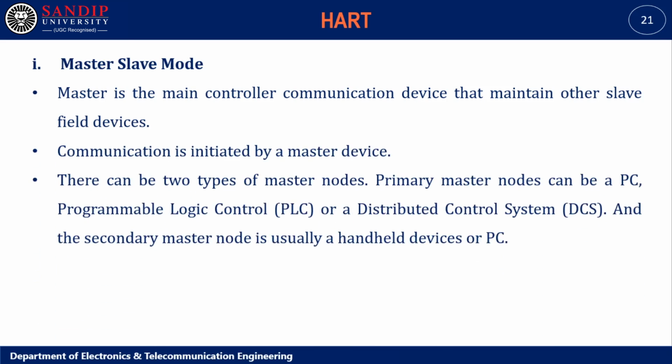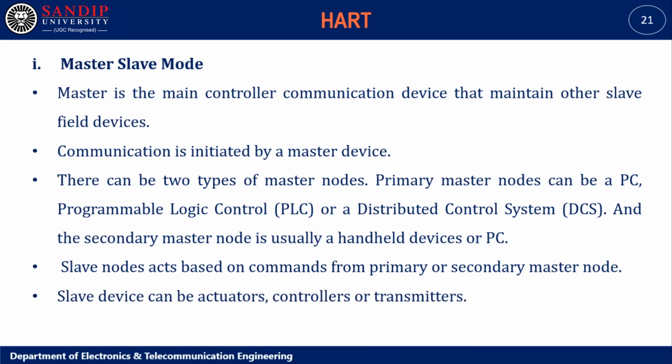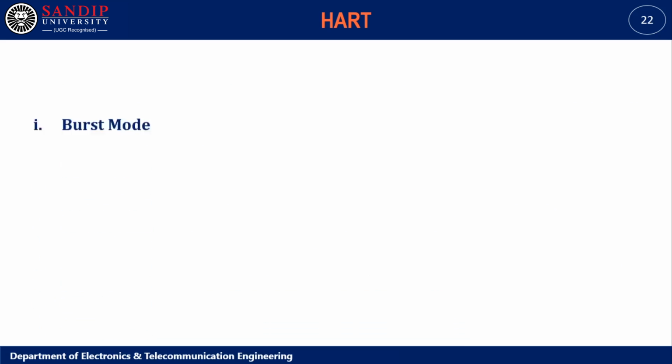There can be two types of master nodes. Primary master node can be a PC, programmable logic controller, that is PLC, or a distributed control system, that is DCS. And the secondary master node is usually a handheld device or PC. Slave nodes act based on commands from the primary or secondary master node. Slave devices can be actuators, controllers, or transmitters.